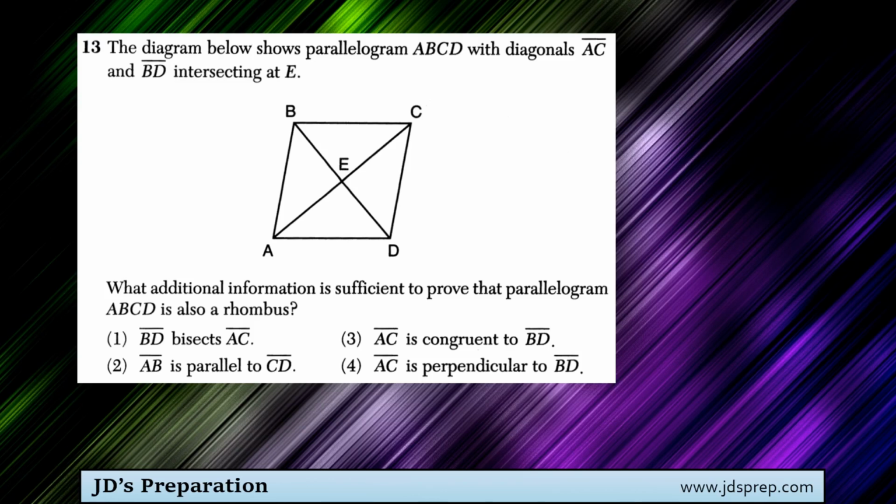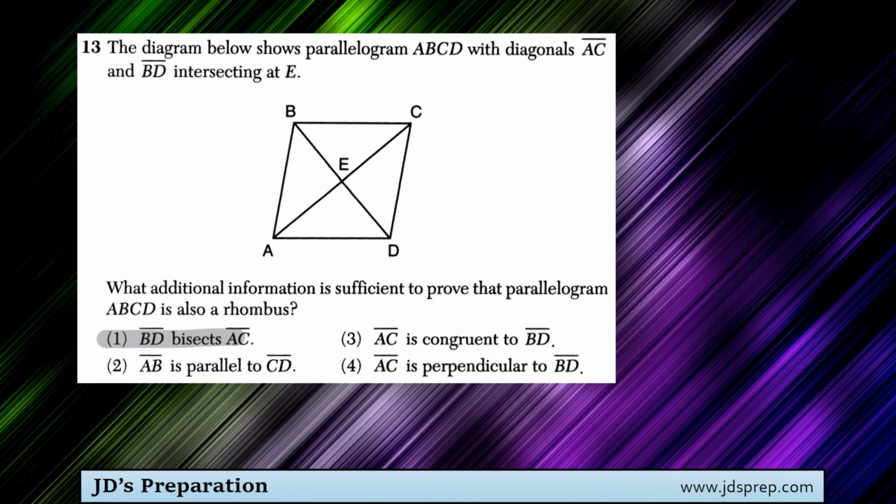In this question, we're given the diagram of a parallelogram, and we're asked what one more piece of information we would need to prove that the parallelogram is in fact a rhombus. Now let's look at the first one. The first statement says that the line BD bisects the line AC.